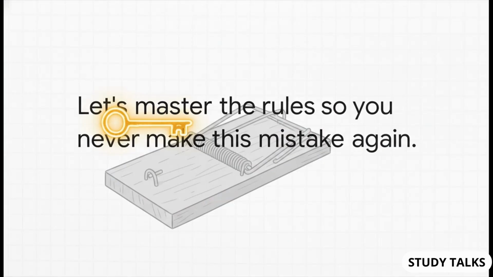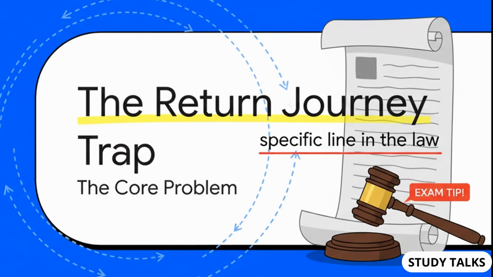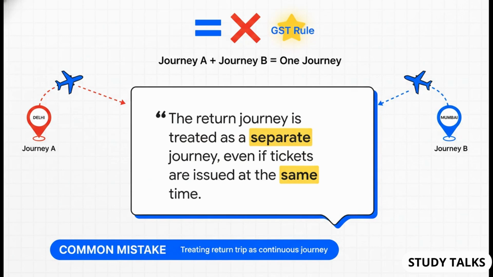The whole point of this is to break it down, so that in the next few minutes, you'll be able to spot this trap and others just like it from a mile away. Let's make sure this never costs you marks again. All right, let's get right to the heart of it. Why is this whole return journey thing so tricky? Well, it all boils down to one very specific line in the law. And here it is. This is the sentence that causes all the confusion.